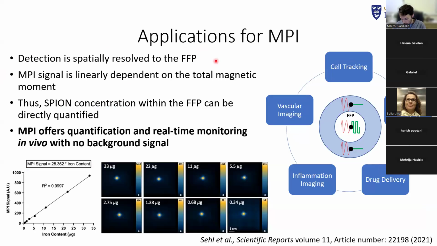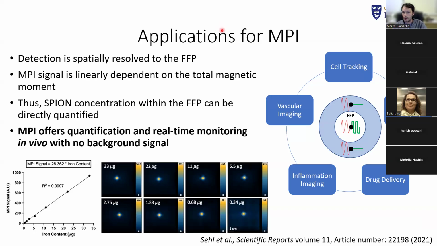So the applications of MPI are quite wide ranging. A lot of people use them for lots of different things, but essentially detection is spatially resolved to that field-free point, and magnetization is directly related to the quantity of SPIONs that you have inside there. It is linearly dependent on how many SPIONs are present within that field-free point. So you can calculate the concentration of your particles in there, and you can use this to do real-time, quantified imaging with no background signal.